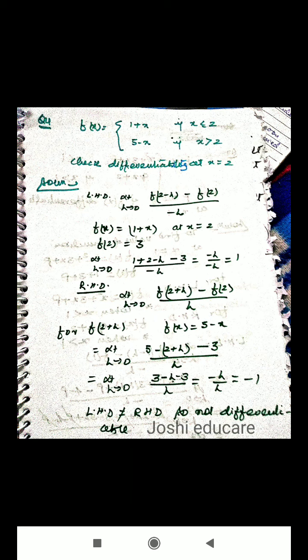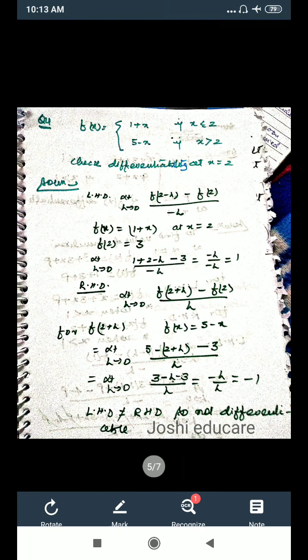For right hand derivative we have the formula, at x equal to 2 you want to calculate. We have the formula f a plus h minus f a divided by h. So in f a plus h, as we have to calculate at x equal to 2, I have replaced a by 2. So it will be f2 plus h minus f2 divided by h.